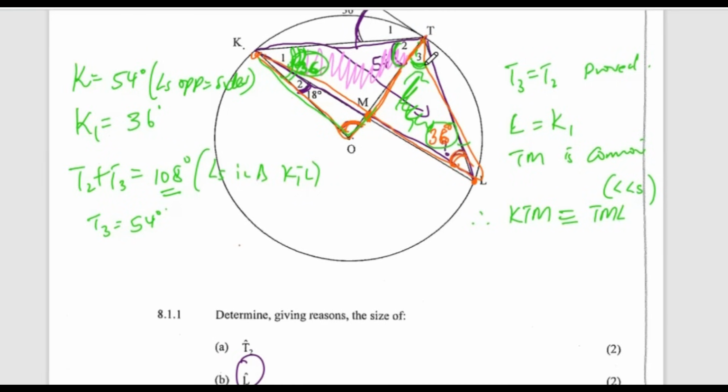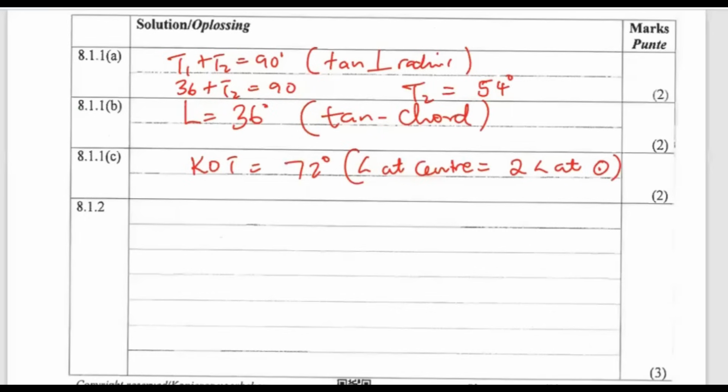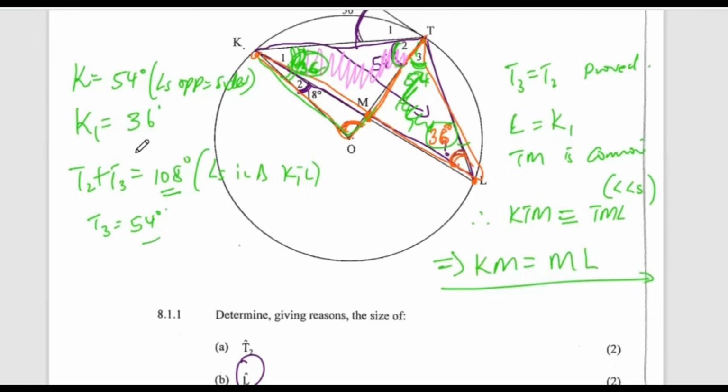then we can see that the side that is opposite the 54 is ML, which implies that KM is the same as ML. So that's how I would have gone about that question 8.1.2. Start by getting these missing angles, prove the congruency, and then draw the conclusion. So that is 8.1.2.